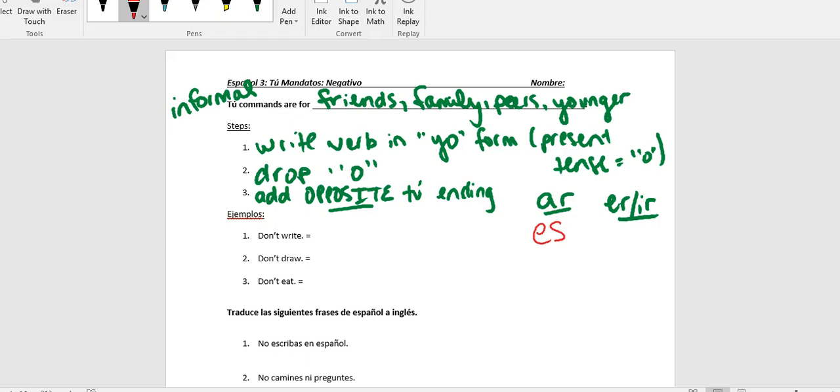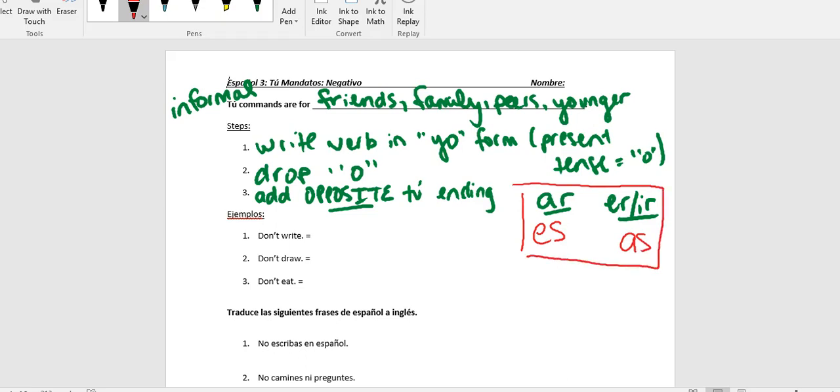And your ER-IR verbs do the same thing. If I want to ask, do you run a lot? I say, corres mucho? And it's corres with an ES. But now I want the opposite ending. So it'll be an AS. So these right here are your main endings.